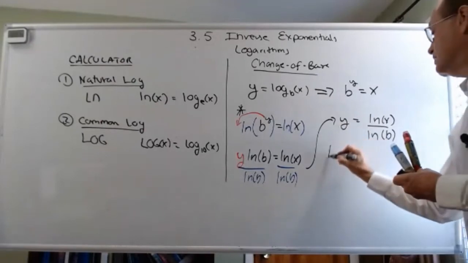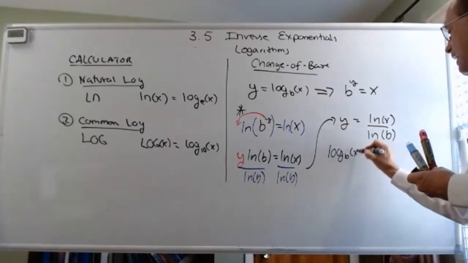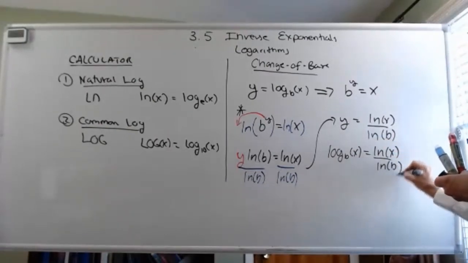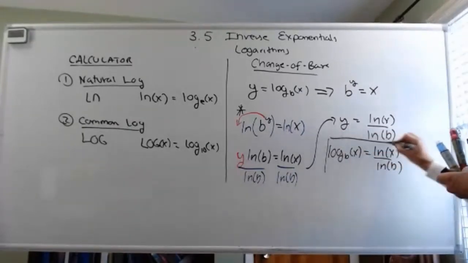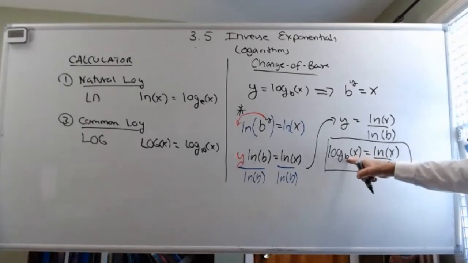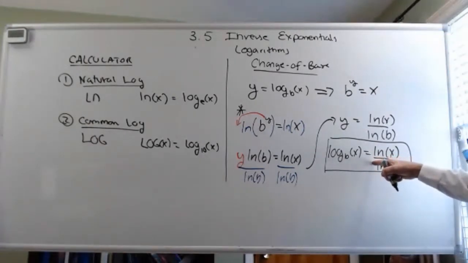Y is the log in the base b of x, which is equal to the natural log of x over the natural log of b. That is what we call our change of base formula. It allows me to change from base b over to base e. Then I can put that into my calculator and find the value for any x.